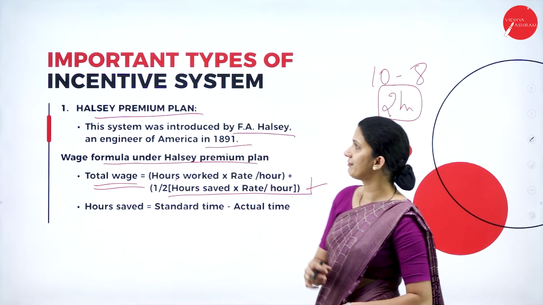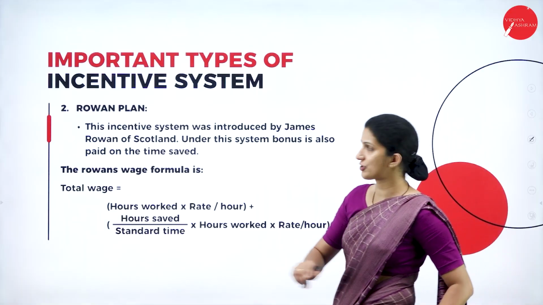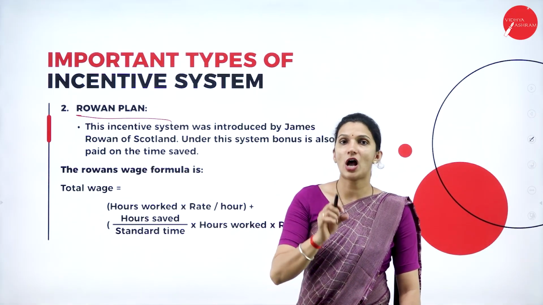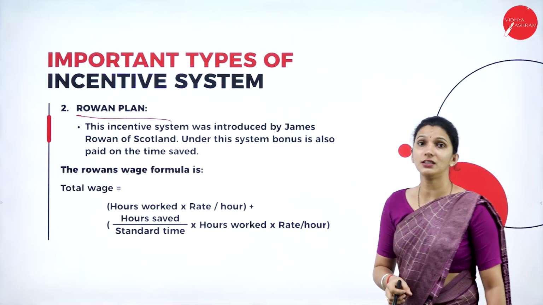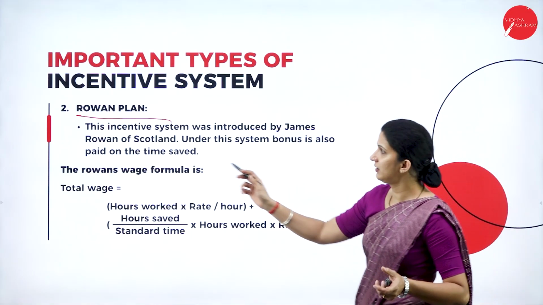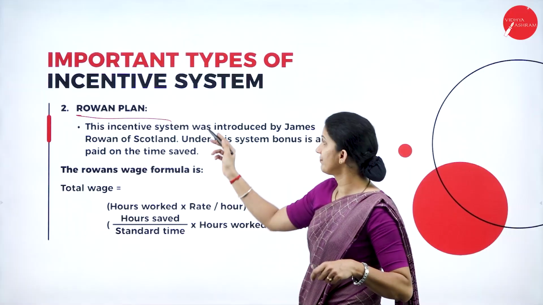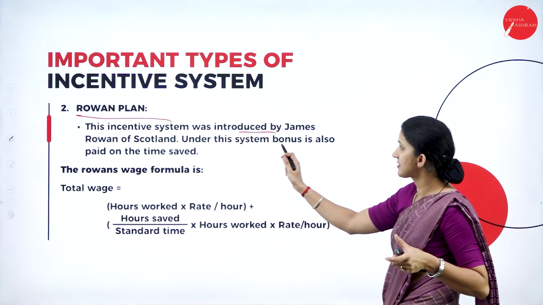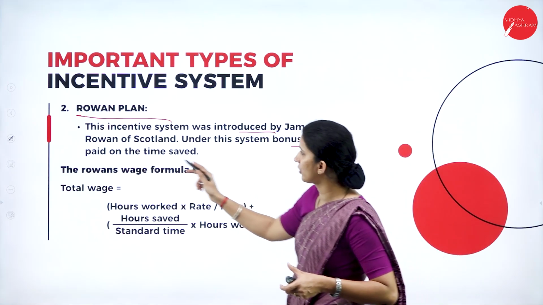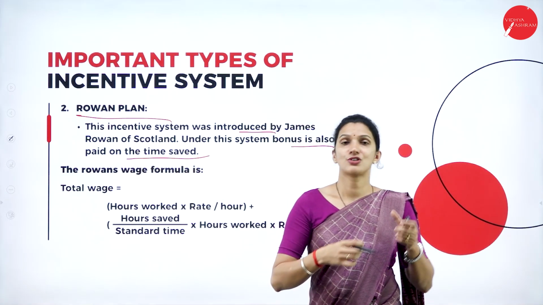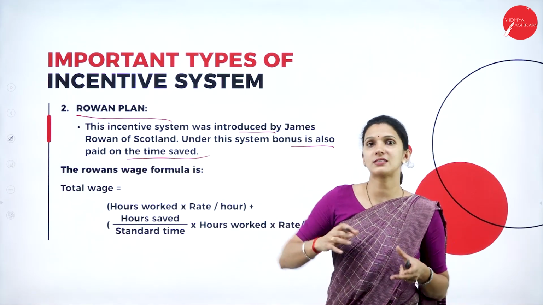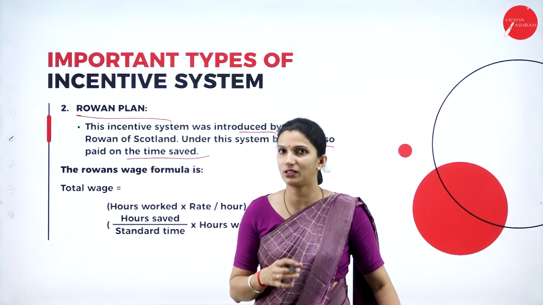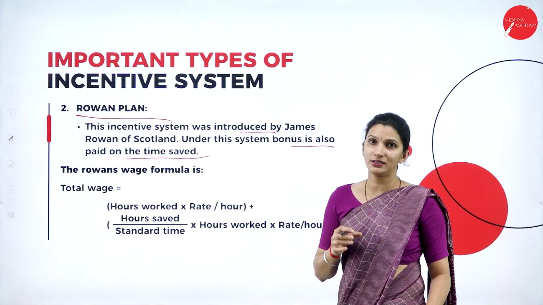In the same way, we have another system of wage payment, that is Rowan's plan. So how to calculate the total wages under Rowan's plan? See, this incentive system was introduced by James Rowan of Scotland. Under this system, bonus is also paid on the time saved. So he also says that the bonus is paid to the workers based on the hours saved by the worker.